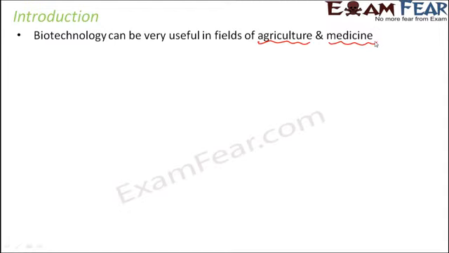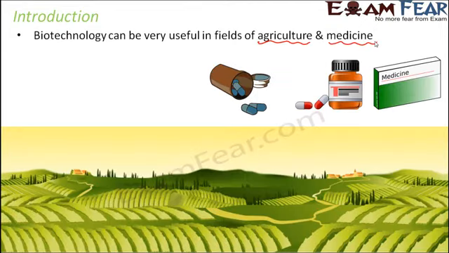Obviously, everybody wants to stay healthy. We want to treat even the most deadly diseases. And in preparing medicines, biotechnology again plays a very important role. So these are the two major areas where biotechnology has been found to be extremely useful: agriculture and medicines.